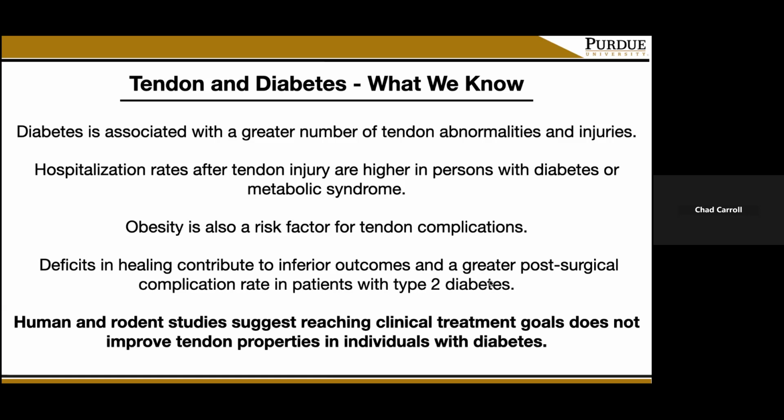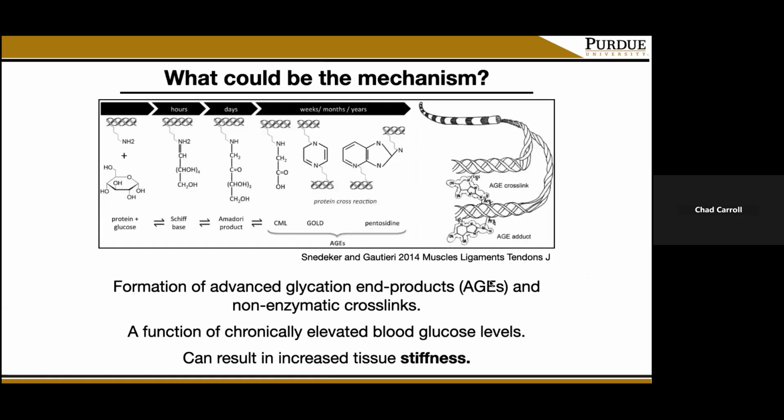Most critically, and what led us to what I'm going to talk about, there are quite a few studies now, both in humans and animal models, as well as dogs. I guess that's an animal model. Humans grown as a dog. These show that reaching clinical treatment goals like reducing A1C doesn't seem to prevent these tendon injuries, suggesting that hyperglycemia is maybe not the sole driver of these complications. And that's what led us to this research. I'm going to explain how we got to that point and then show you some of our data.